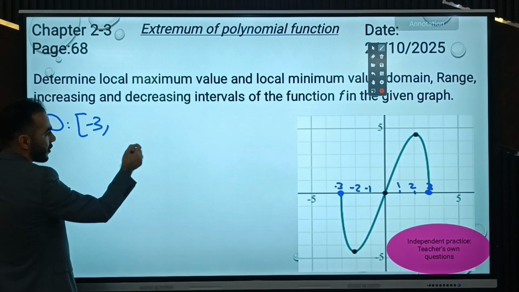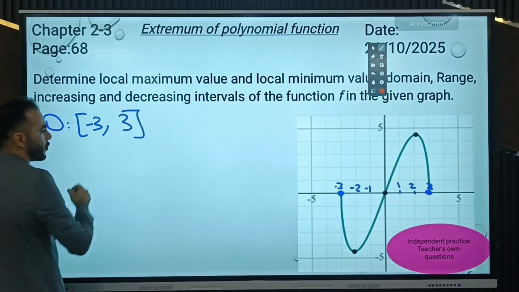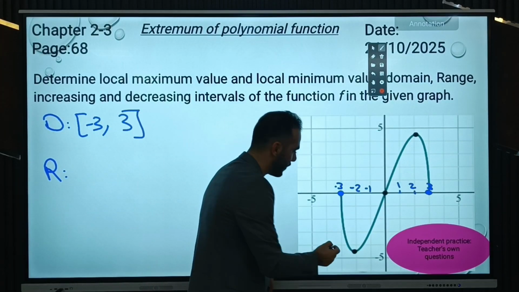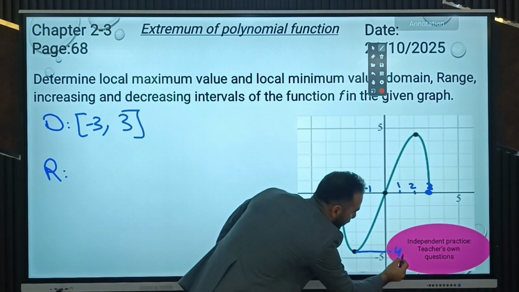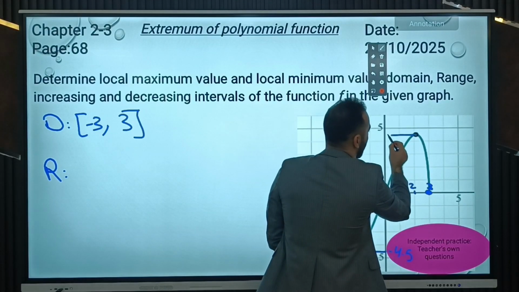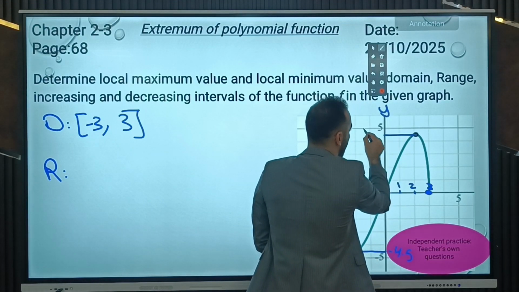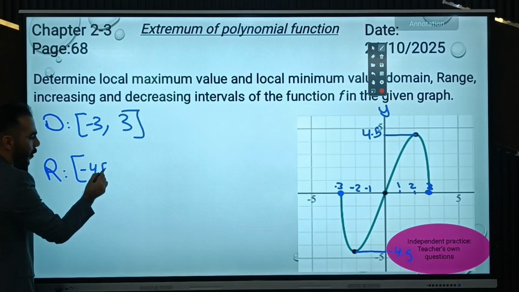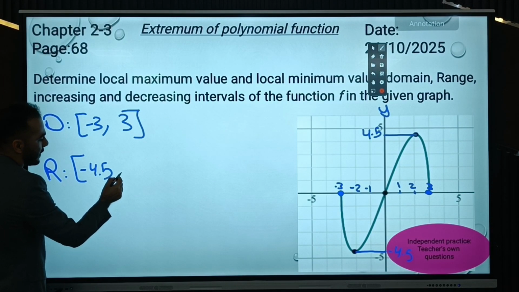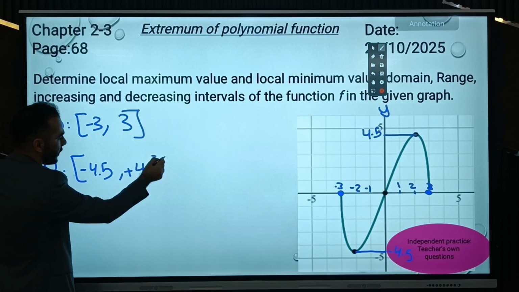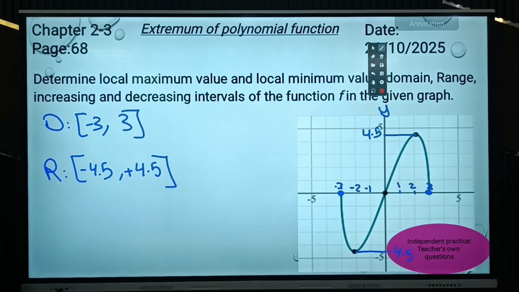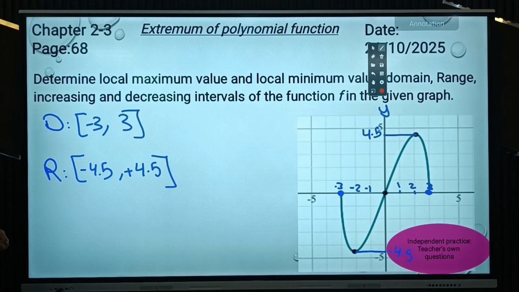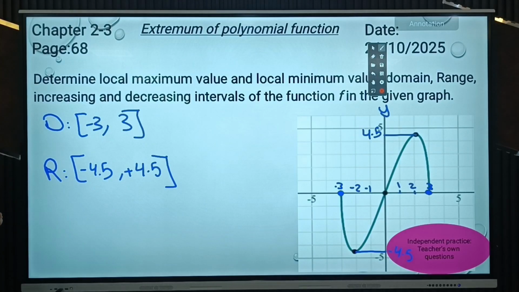And the range is from the lowest point. The lowest point here is almost negative 4.5, and the greatest point here on the y-axis is almost equal to 4.5. So from negative 4.5, both of them are closed by the way, till positive 4.5. Okay, great. So the graph is limited by the way. Then it says local maximum and local minimum again. So local maximum and local minimum are clear.